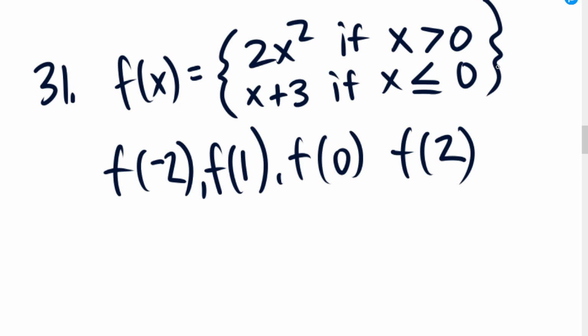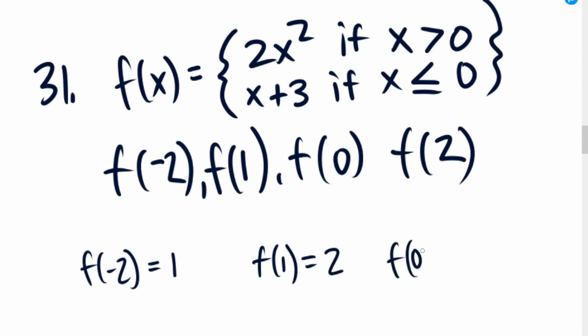Is x less than or equal to 0? Yes. So we will use the x plus 3 one. So for f of negative 2, it will be negative 2 plus 3, which is positive 1. For f of 1, 1 is greater than 0, so we'll do the 2x squared one, which will equal 2. F of 0: 0 is equal to 0, so we'll use the x plus 3 one. That will give us positive 3.